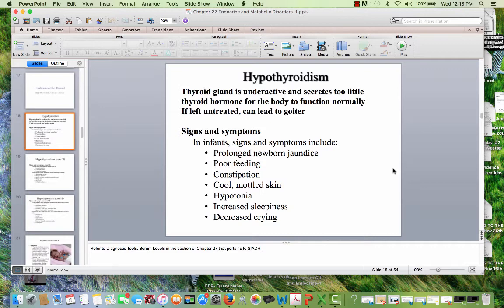Basically what happens is that the thyroid gland is underactive and secretes too little thyroid hormone for the body to function normally. If left untreated, it can lead to goiter. Symptoms may include hypotonia, lethargy, open posterior fontanelle, open cranial sutures, umbilical hernia, prolonged jaundice, enlarged tongue, hoarse cry, constipation, dry skin, very dry skin, respiratory difficulties, poor weight gain, and generalized edema as well. Often you'll see some decreased crying, increased birth weight, and abdominal distension.